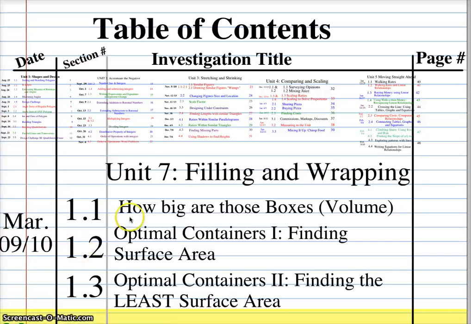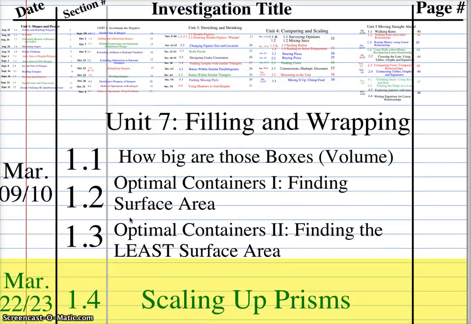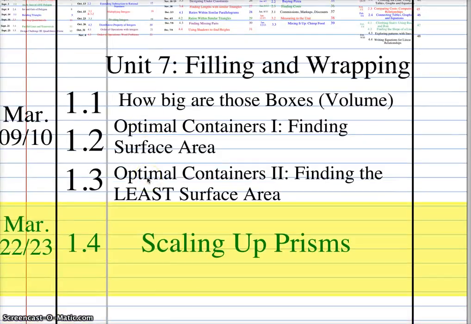Okay, so today we are doing Unit 7 still, filling and wrapping. We are doing scaling up prisms. So this is a bit tricky. It does deal with exponential ideas, but it won't be as complicated as it sounds.